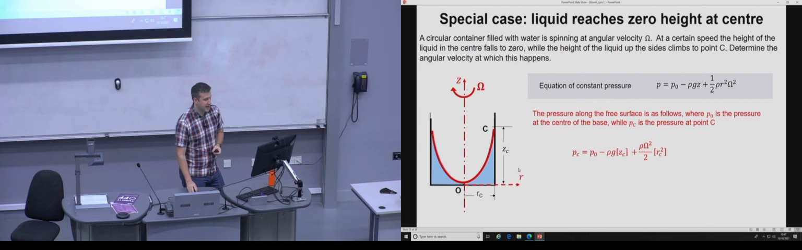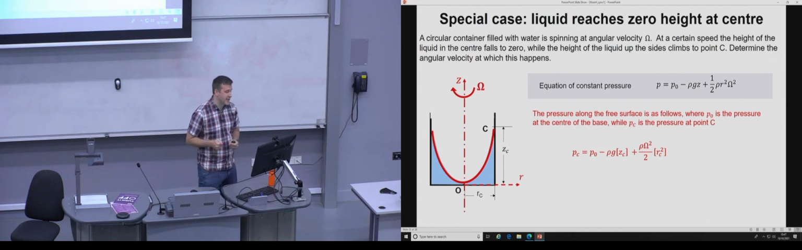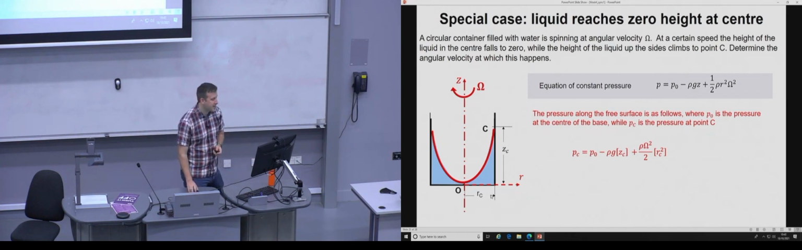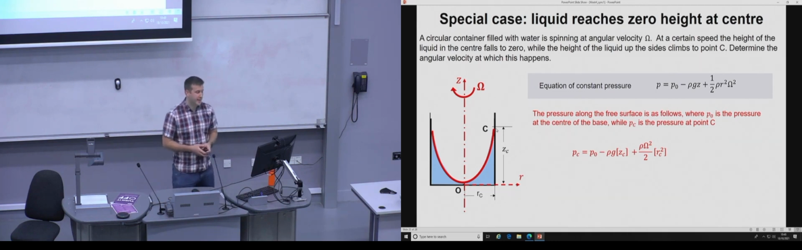We're asked about the particular case where at the side it rises to a height of z_C, and at the center, the free surface just meets the center. So we have 0 height at the beginning. So the change in height is from z_C to 0, so it's z_C minus 0, which is z_C. And the change in the radial direction is r_C at this point minus r at the center, which is 0. So it's r_C squared. And this gives us the total combined pressure change between the center and the height C.